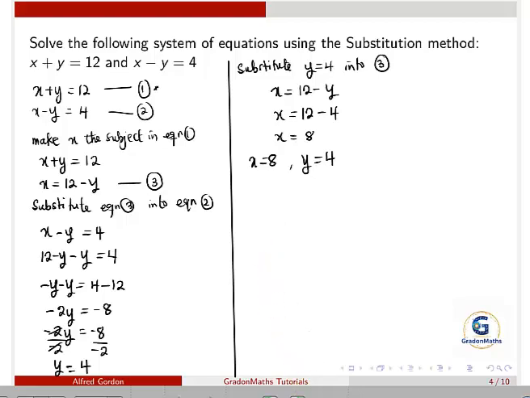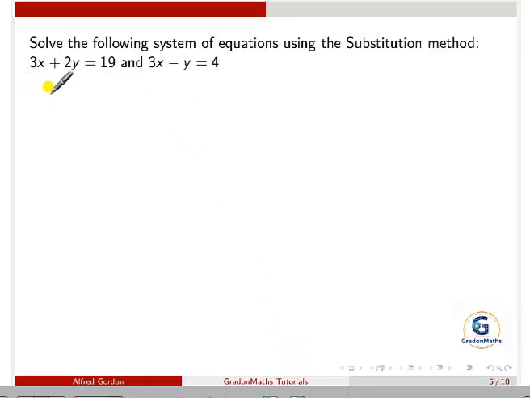Let us try another example. In this example, we have 3x plus 2y is equal to 19 as our equation 1, and 3x minus y is equal to 4 as our equation 2. Be very mindful of what you try to make the subject. In fact, choose an equation where making one of the variables the subject is easier. Here, y is easy to make the subject from equation 2.